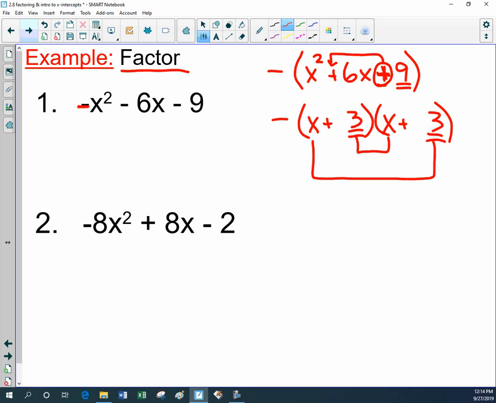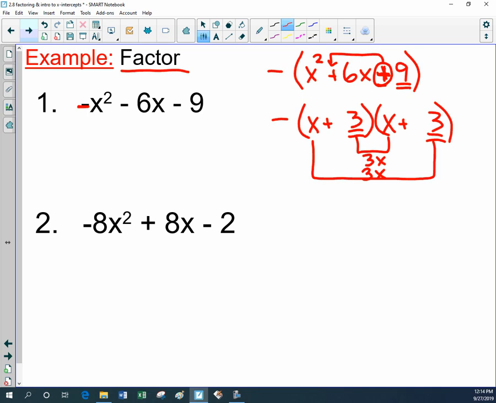So here's our test. Multiply the inside terms together. 3 times x is 3x. Multiply the outside terms together. 3 times x is 3x. 3x and 3x is 6x. So this is factored completely, and this is as far as I go. If it says to factor, once I have it factored, I'm done.